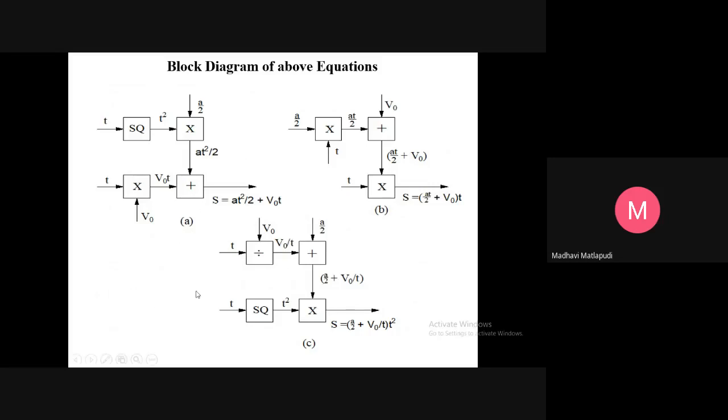No such problems arise with multiplication by 0. If you multiply anything by 0, the answer is 0. So this can be avoided. The division block can be avoided.